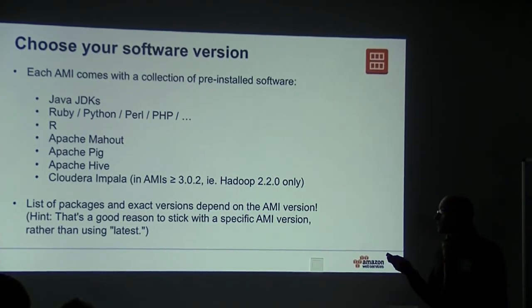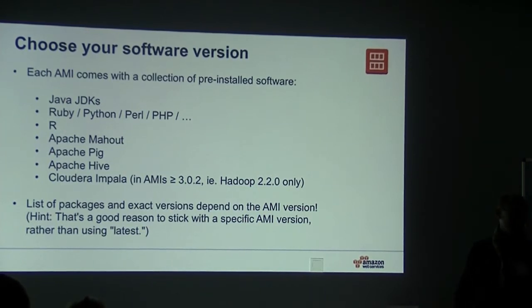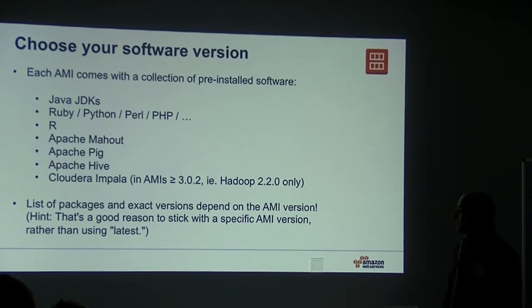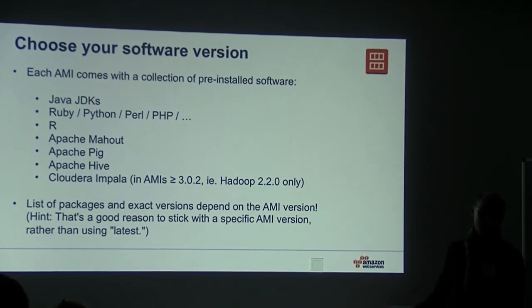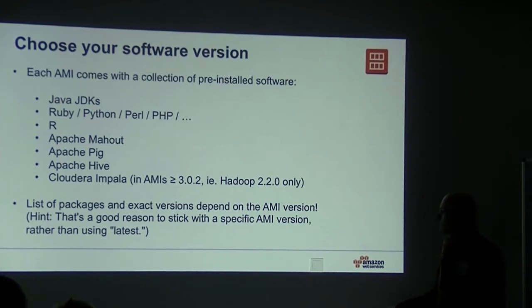The newer AMIs come with Mahout, with Pig, Hive. And you can also use Impala if you're on the 3 series. So if you're using Hadoop 2.2 and above, you can just enable Impala in your cluster and give that a try as well, if you want to run it. The exact list of packages and the versions depend on the AMI version. That's one of the reasons why you might want to make sure that your clusters are all on the same AMI version, basically.